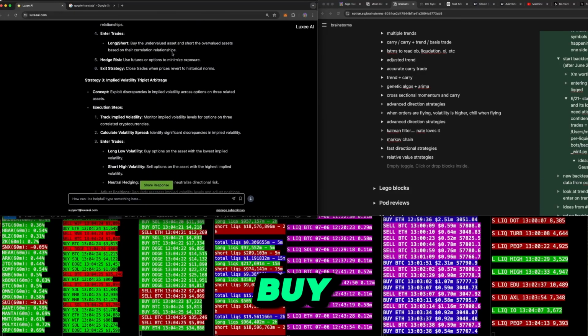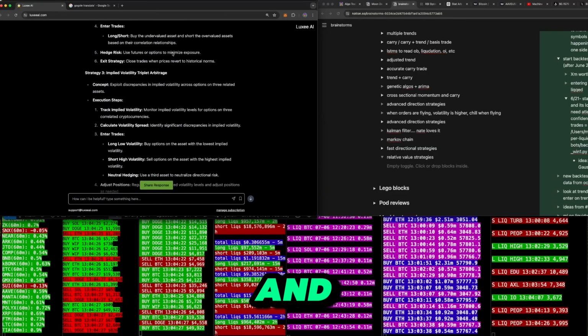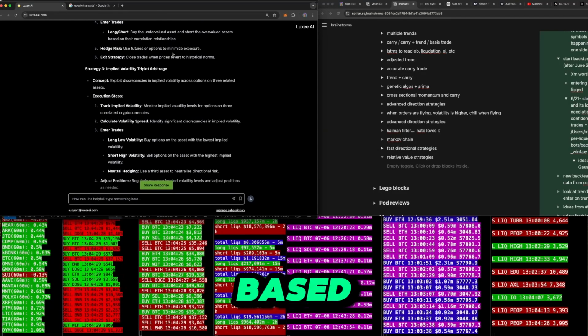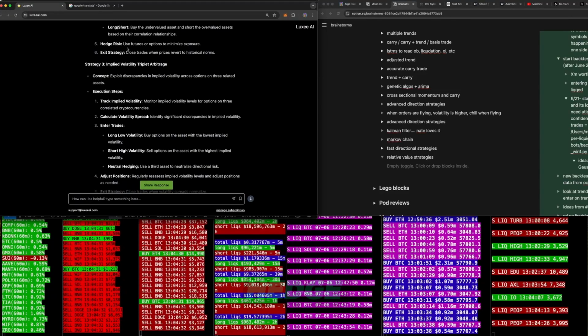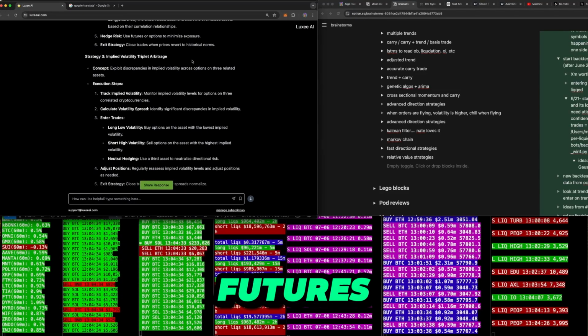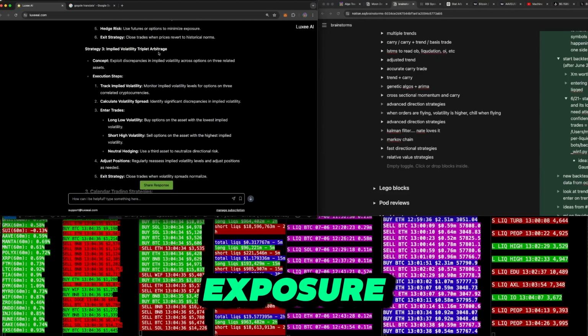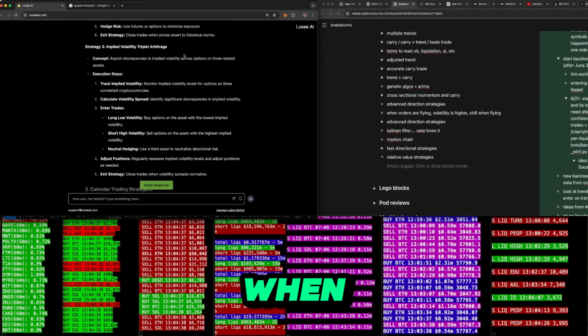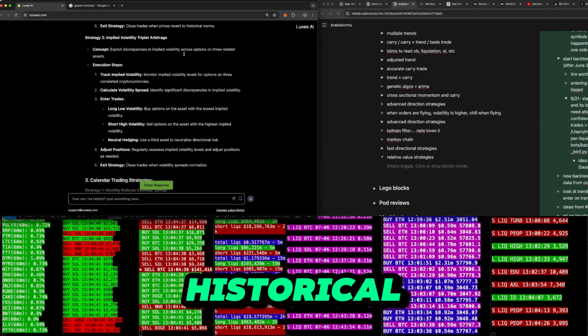Enter trades. Buy the undervalued asset and short the overvalued asset based on their correlation relationships. Hedge risk. Use futures or options to minimize exposure. Exit strategy. Close trades when prices revert to historical norms.